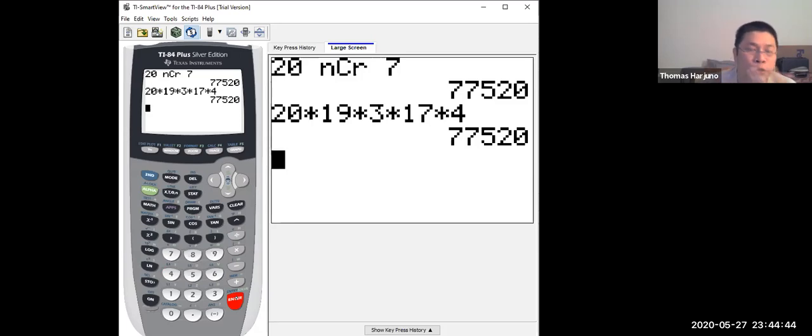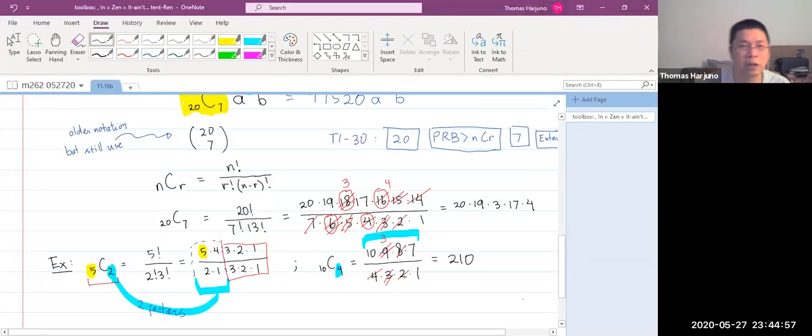Now, of course, if you have 20 combination 7, just use your calculator function for that combination. Now, the thing is, we will expand this again. The reason I teach you this is because we will expand it later.